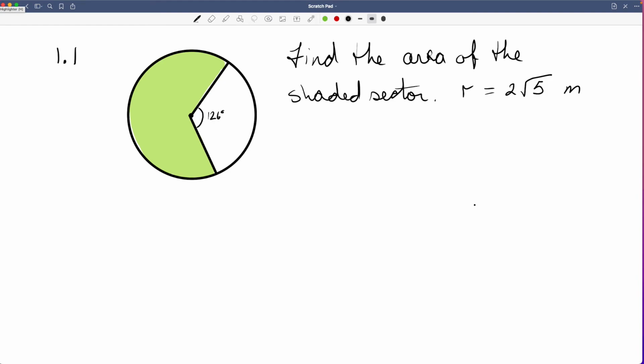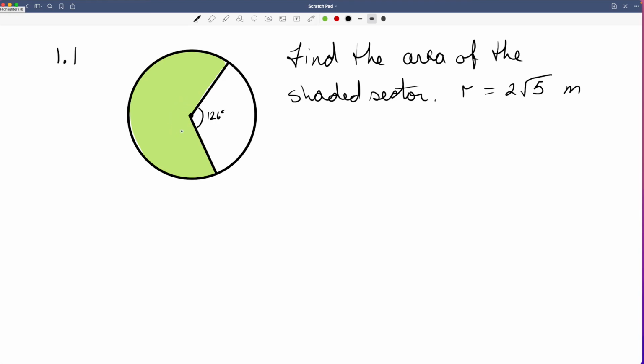That is the radius. All right, so how do we find the area of a sector? Well, first we find the area of the circle, then we determine what percentage of the circle the sector represents. That's a better way of saying it. And then we multiply the two. We multiply the percent times the total area of the circle, and that is how we find the area of a sector.